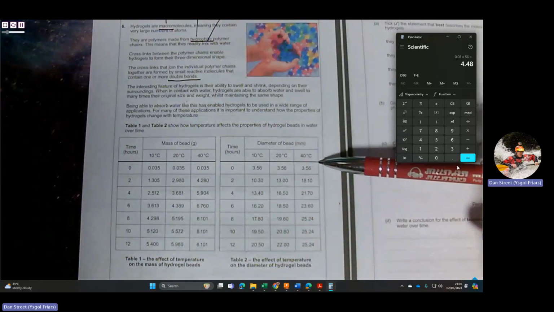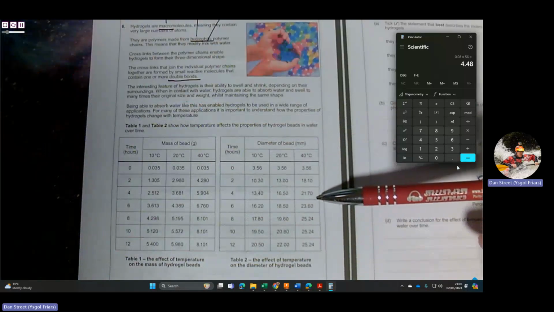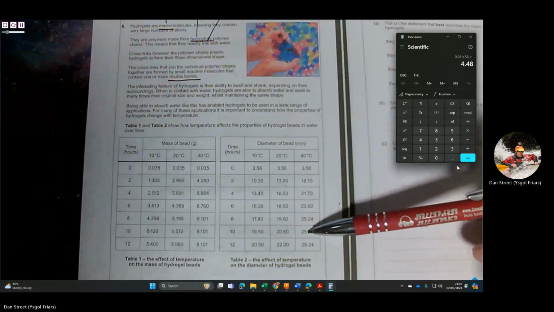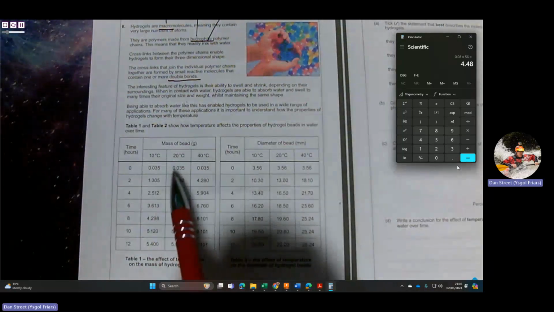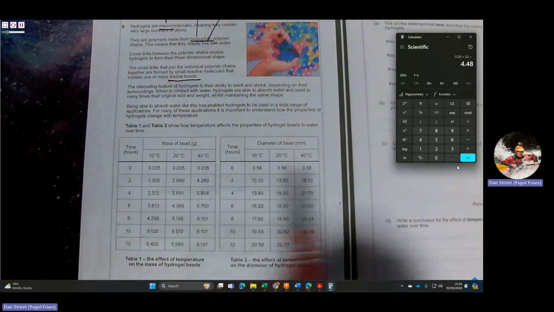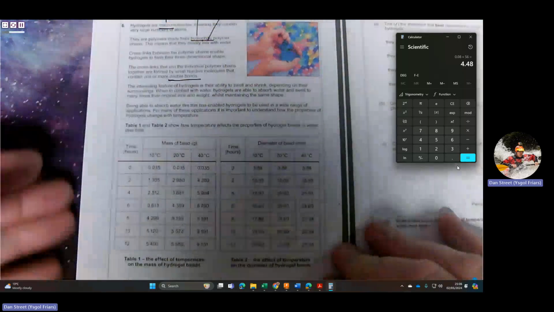A similar thing happens with the diameter. This is the diameter of each bead. They get bigger and bigger until we get to 8 hours, and then the diameter does not increase anymore. Going across the temperature, we can see that an increase in temperature does speed up both of the processes, so they absorb more water to become heavier, and they therefore get bigger quicker. So let's have a look at the questions.